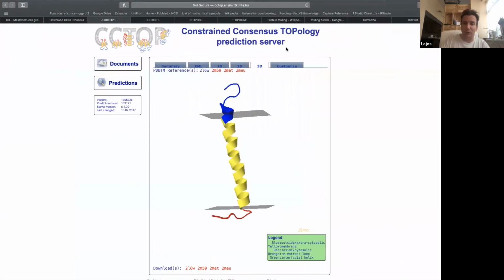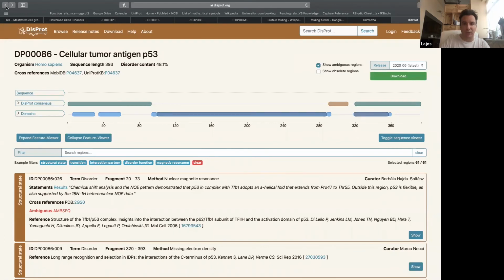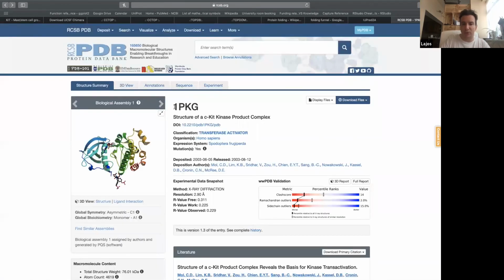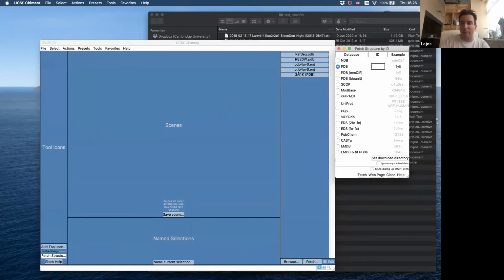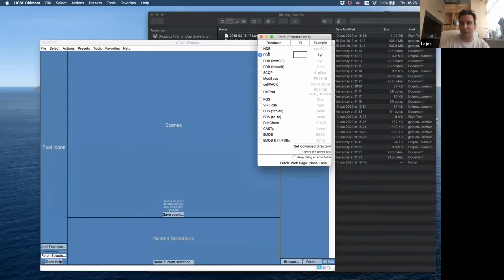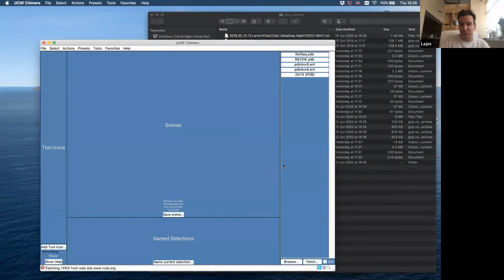So if I want to download that PDB, which I saw a few pages before in DisProt, this one, then you only have to copy the ID, which is 1PKG in this case, and say File, Fetch by ID. There are many different databases here, but the PDB is the default, and you just copy it here and push fetch, and it will come down soon.